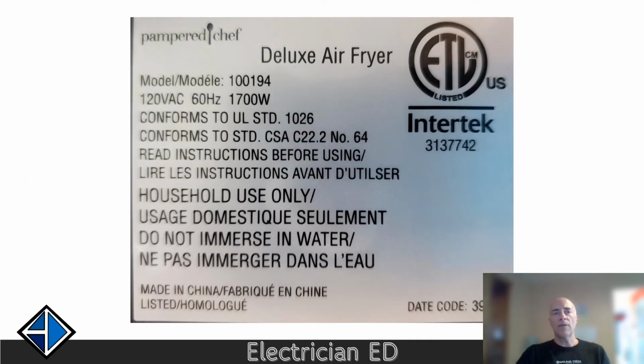This is a nameplate for a Pampered Chef air fryer. We like this unit. It makes food crispy and delicious. The input voltage is 120 volts, again at 60 hertz. And notice on this nameplate, they don't show the amp rating. In this case, you have to do the math. 1700 watts divided by 120 volts equals 14 amps.